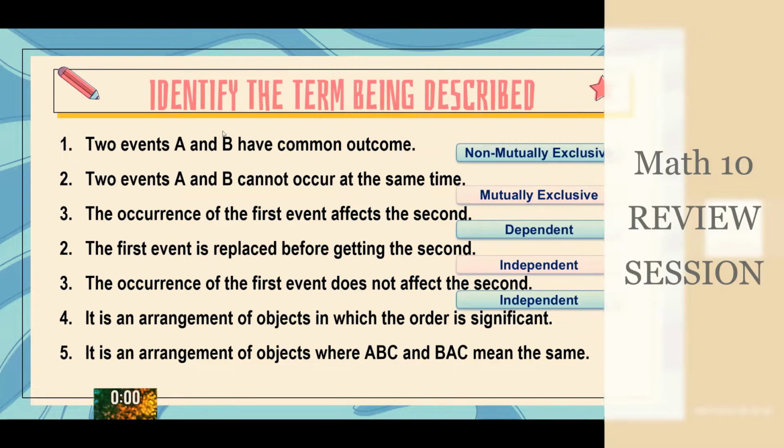Yes, Irish. Permutation. Okay. So if the order is significant, that is permutation. Very good. And the last one, it is an arrangement of objects where ABC and BAC mean the same, or even CAB, whatever arrangement of the 3 letters, they mean the same. So what do you call that, Violet? Combination. Okay, combination. So don't forget, these are the important terms for you to remember.